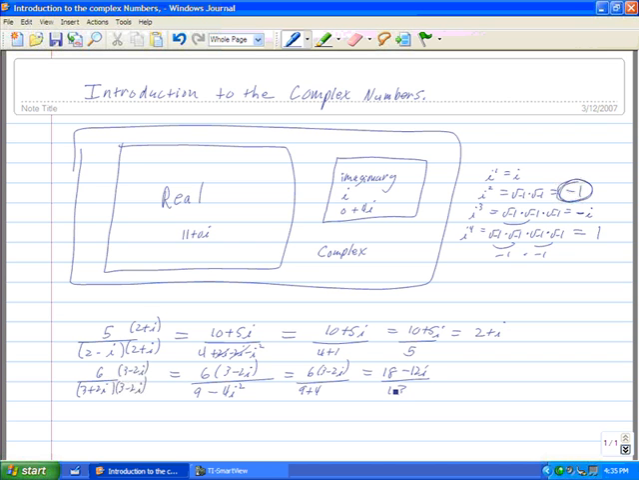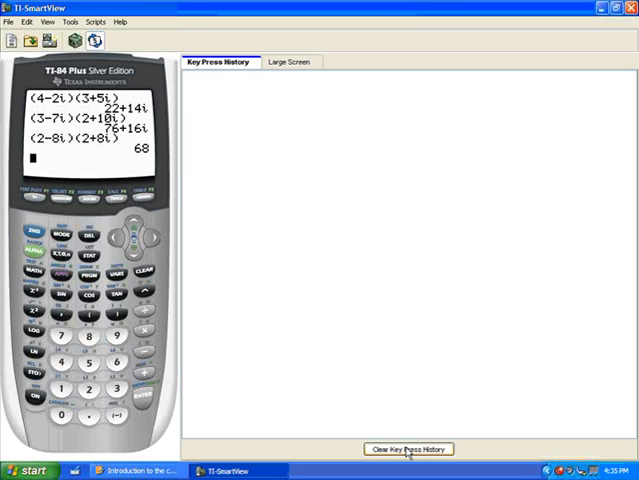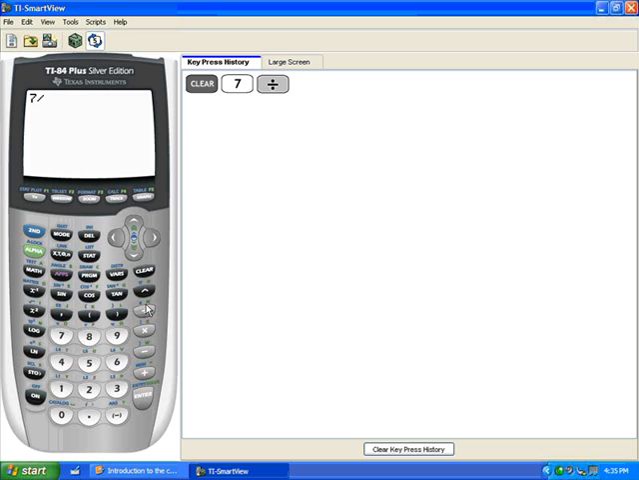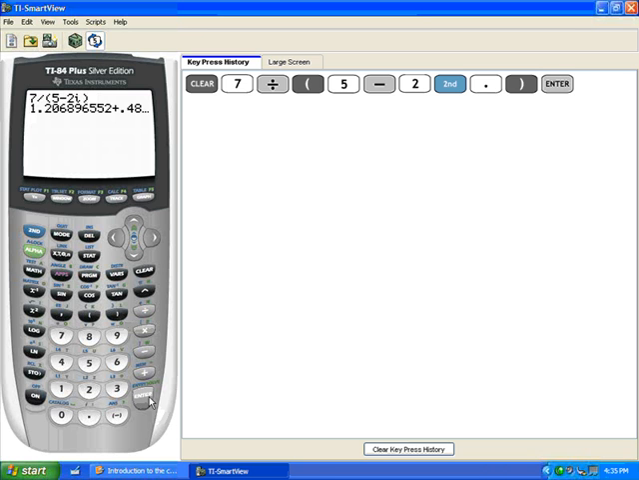I get my answer. Of course, this type of thing, again, can be done on the calculator. If I wanted to take 7 and divide it by 5 minus 2i, type it in just like that. The parentheses are absolutely necessary. Now, when you hit your division and you do hit the enter, it gives you an ugly decimal. Of course, we can go back, math, option number 1, and ask it for a fractional answer. And that looks a whole lot better. So the calculator can add them and subtract them and multiply them and divide them for you without any trouble.